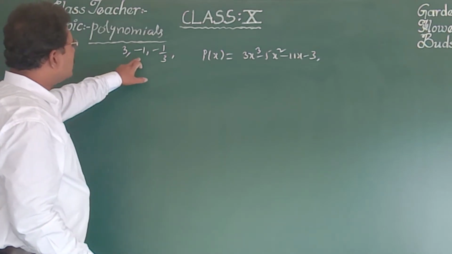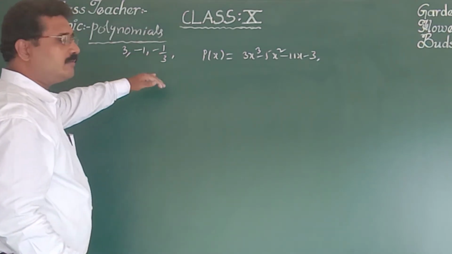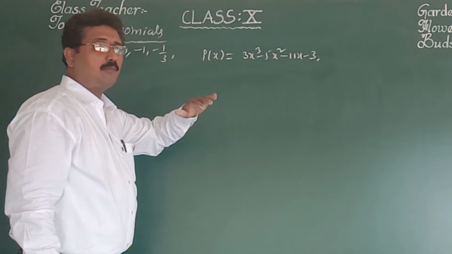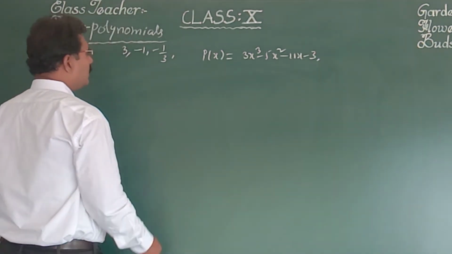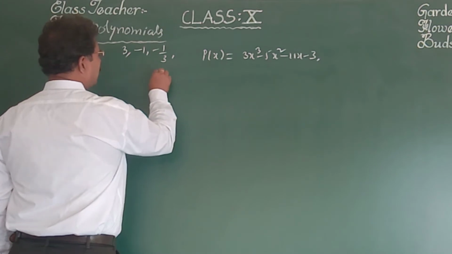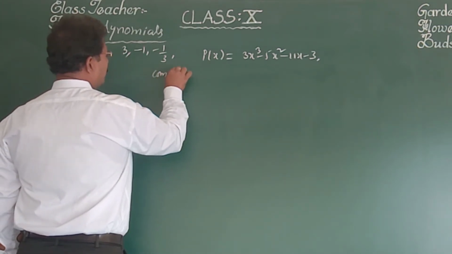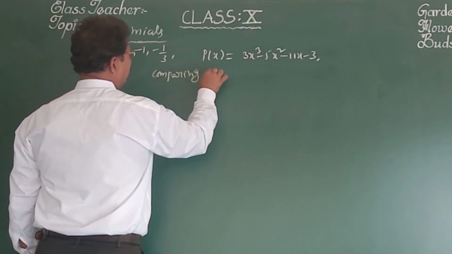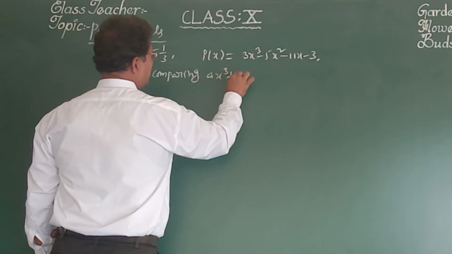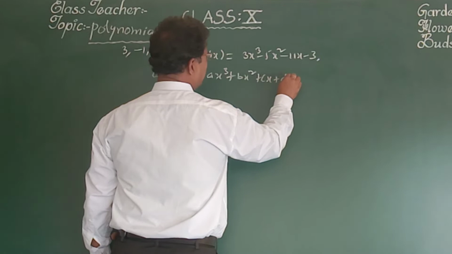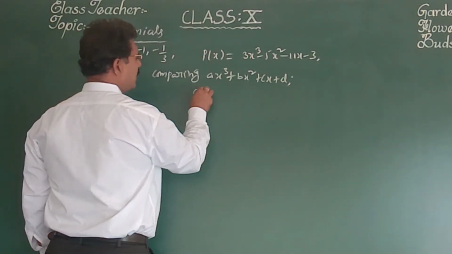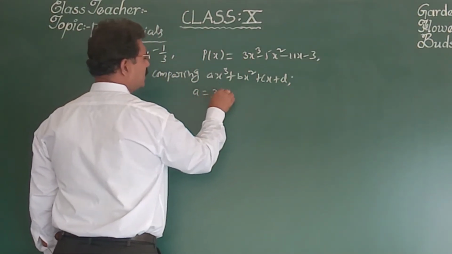Now 3, minus 1, minus 1 by 3 are the zeros of the given polynomial first. Afterwards we have to verify the relationship between zeros and coefficients. First of all, comparing the given polynomial with ax cube plus bx square plus cx plus d, write what is a? Coefficient a is equal to 3.